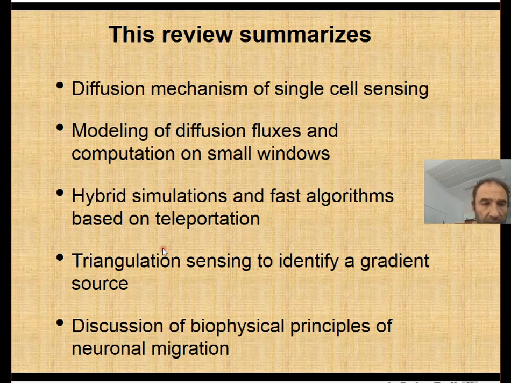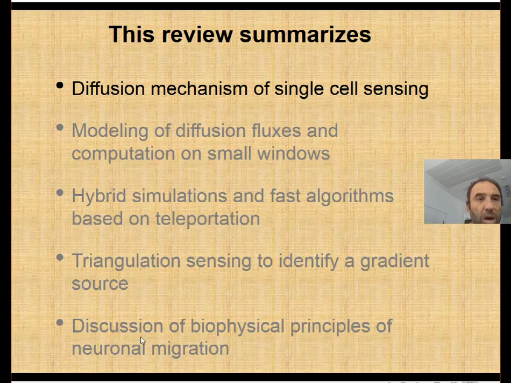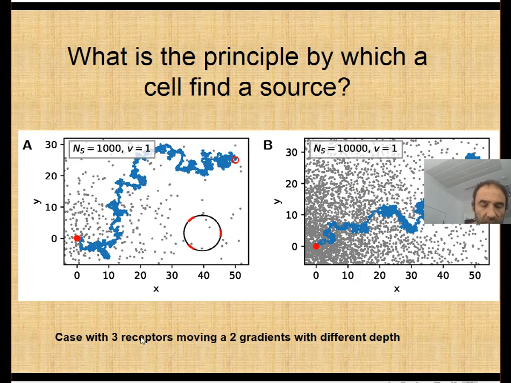And then we will explain how we solve triangulation sensing, which is the mathematical formulation of how you can reconstruct a source from the fluxes at small holes, small windows located on the surface of a cell. And then finally, there is in this review a discussion of what we think could be the biophysical principle of neuronal migration. So first part, diffusion mechanism of single cell sensing.